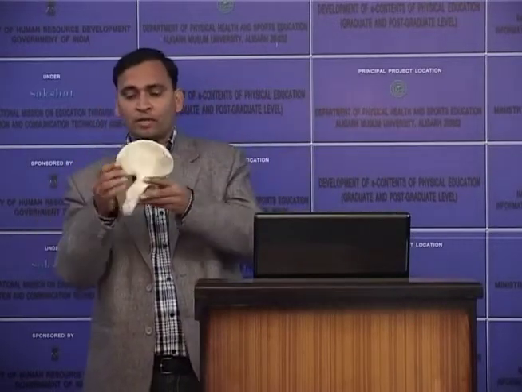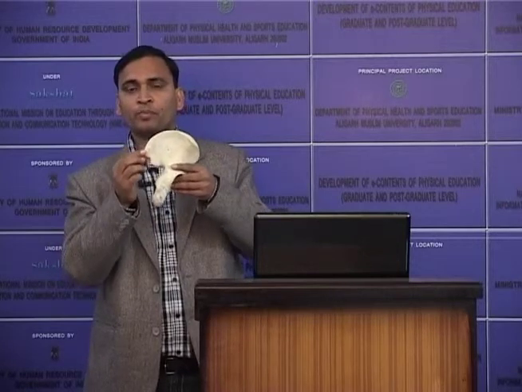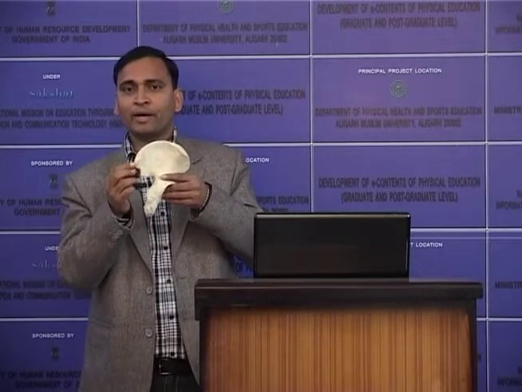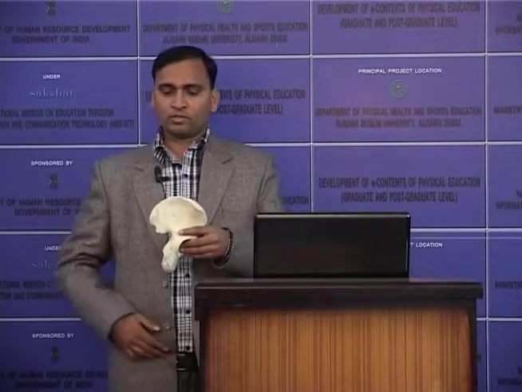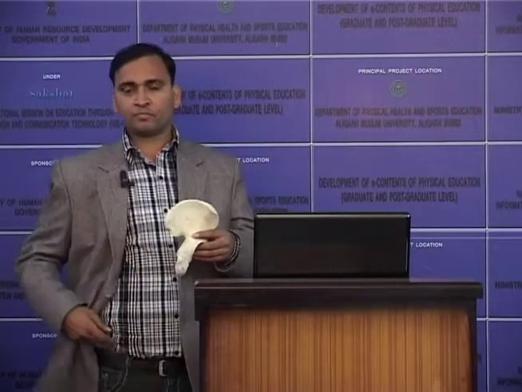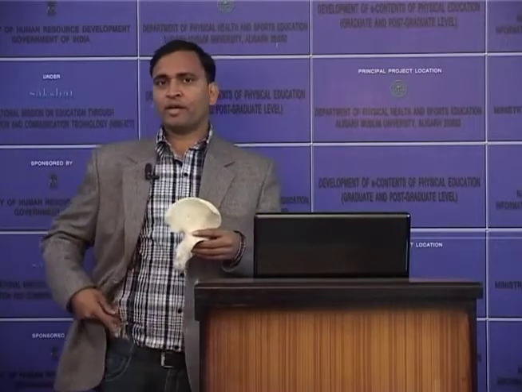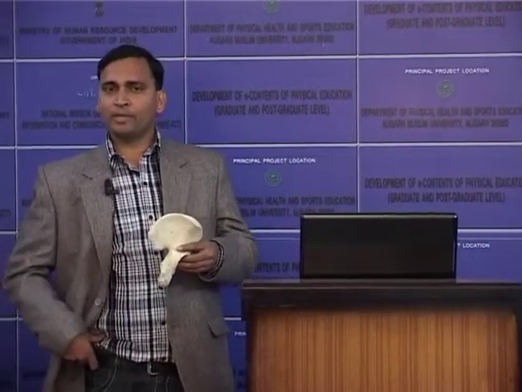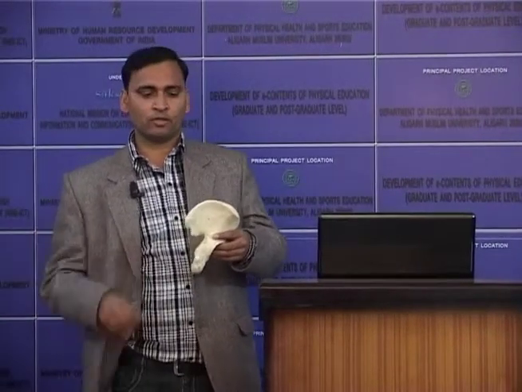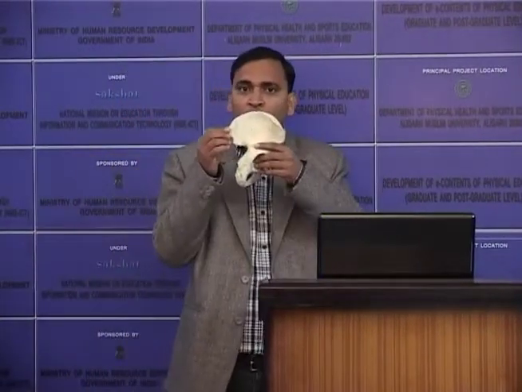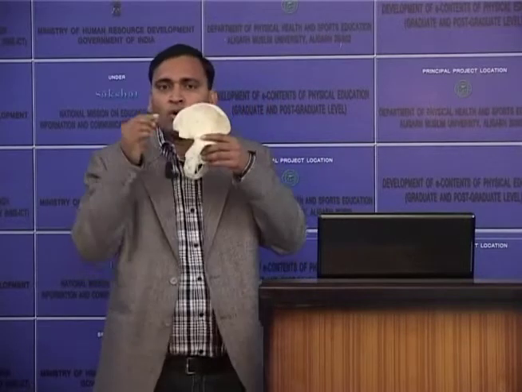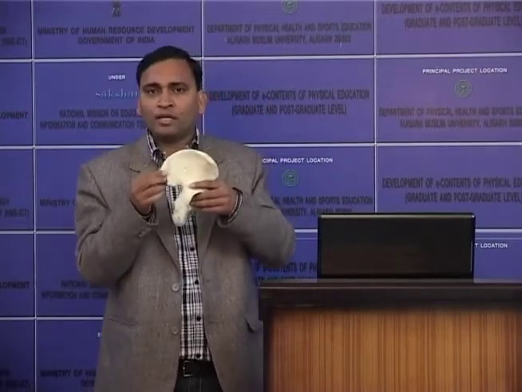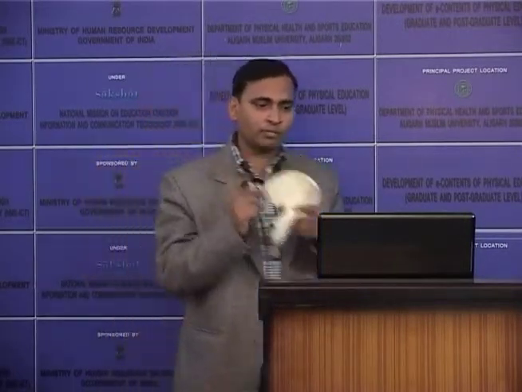This is the anterior superior iliac spine. It is somewhere here. When you see it in your body, it is somewhere here. This prominence is known as the ASIS, anterior superior iliac spine. So the sartorius muscle originates from the anterior superior iliac spine.